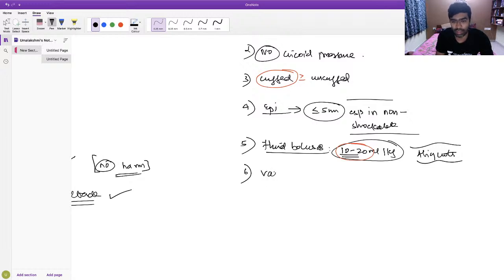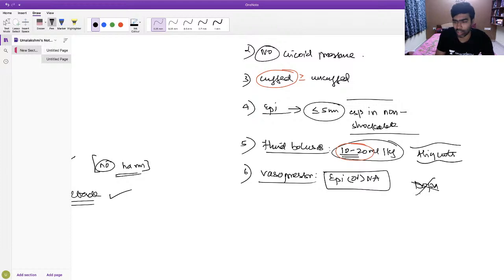And as far as the vasopressor is concerned, there has been a very small change in fact. They are saying epinephrine or norepinephrine can be tried in the pediatric age group. Previously they said dopamine also can be tried, but currently dopamine is not mentioned in the current guideline. Then apart from that, steroid use has been re-emphasized.